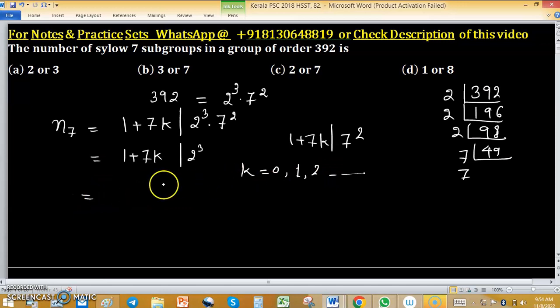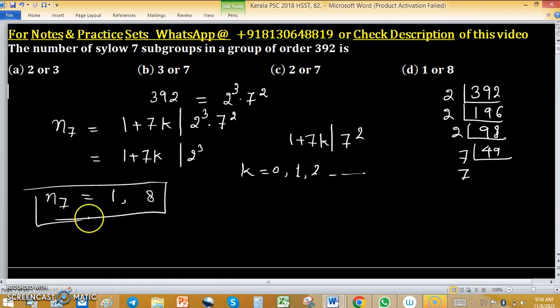So when the value of k equals 0, then n7 is equal to 1. When the value of k is 1, then it is 8. So either 1 or 8 Sylow 7-subgroups in a group of order 392 exist. Option D is correct.